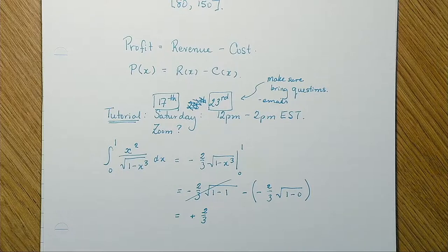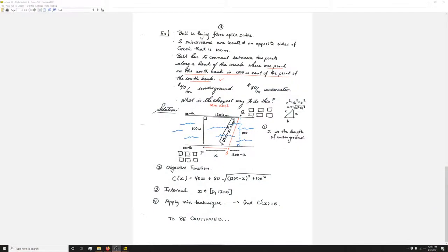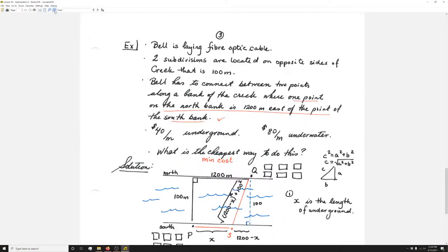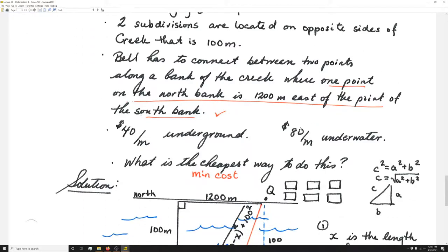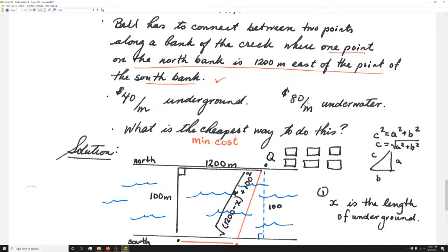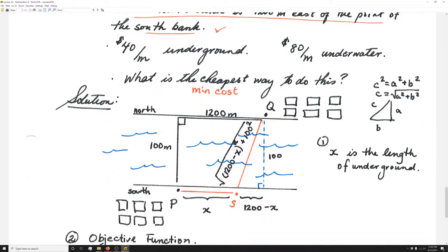Okay, so for instance, let me pull this over to the side. We had done that optimization problem where Bell's laying a fiber optic cable, and we had two subdivisions which were located on opposite sides of the creek. There was 100 meters. We had to connect them between two points along a bank. And you had two different costs. You had the underground and the underwater. What was the cheapest way to do that?